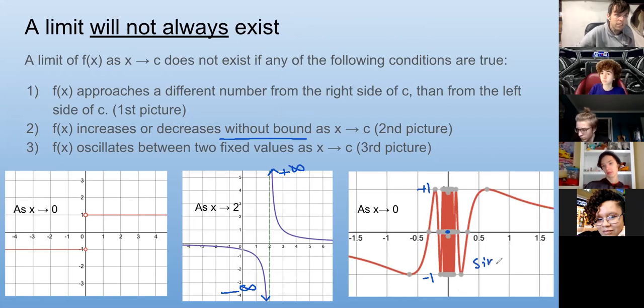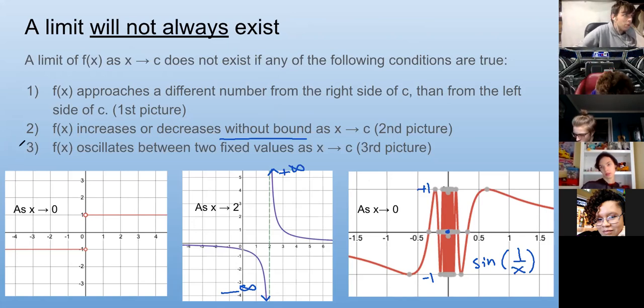This function is sine of 1 over x, if you were interested in it, but this one also does not exist. There's no way to figure out what's going on. Even if we zoom in infinitely close, we can't really see what's going on there. It doesn't really approach anything. It's like all of these values between -1 and 1, just kind of bouncing back and forth. So that's the third one.